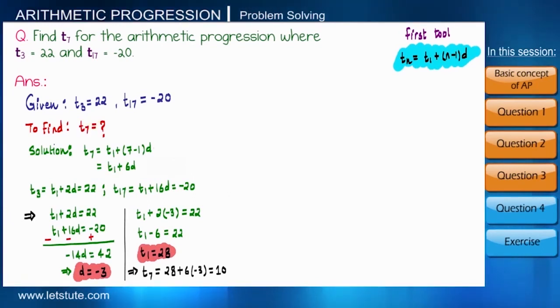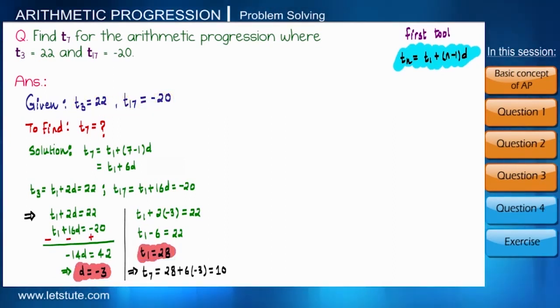So friends, what do we learn from the solution of this question? We learn that if any two terms of an arithmetic progression are given, then not only can we find the first term T1 and the common difference D, but we can also find any term of that particular arithmetic progression.